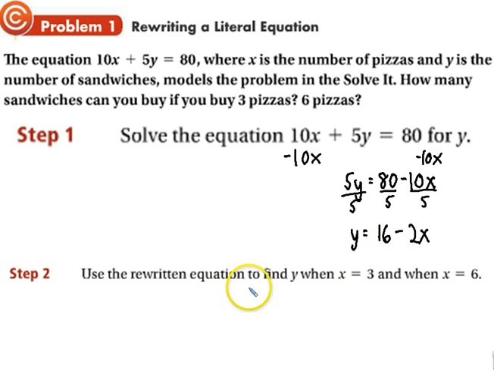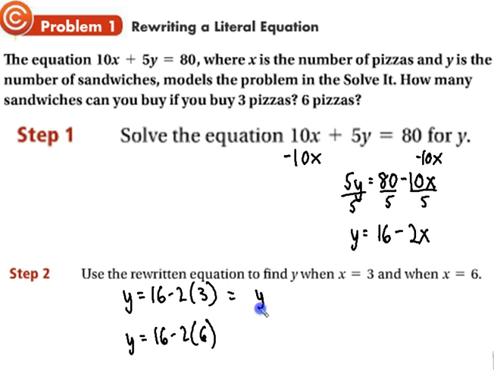Okay, so now use the rewritten equation to find y when x equals 3. That one shouldn't be all that difficult. Now we plug in 3, and we're going to plug in 6. And this is going to tell us what y can be. So in this case, y can be equal to 4. So if we buy 3 pizzas, we can buy 10 sandwiches. If we buy 6 pizzas, we can only buy 4 sandwiches. So by solving for y, you do this a lot in science when you're working with different formulas and you want to solve for a different variable.